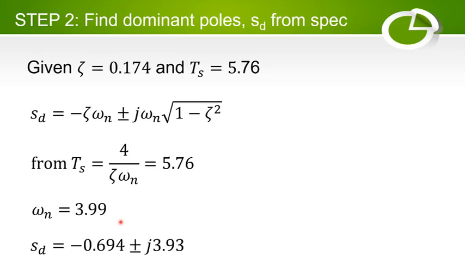If you substitute the value of the damping ratio and the natural frequency into the dominant pole formula, you will get your dominant pole values at minus 0.694 plus minus j3.93.